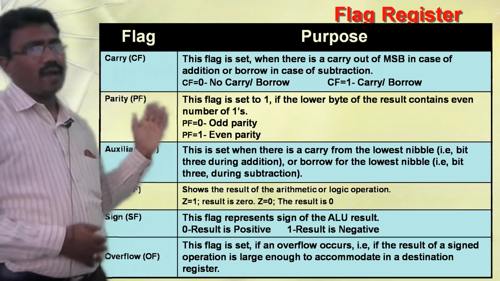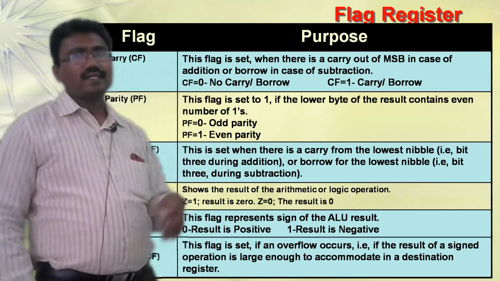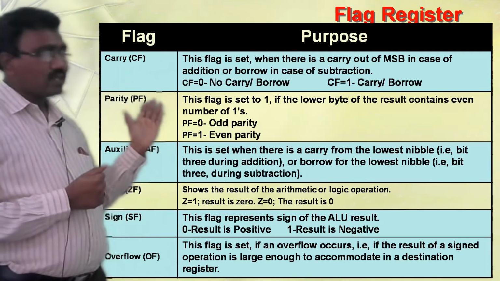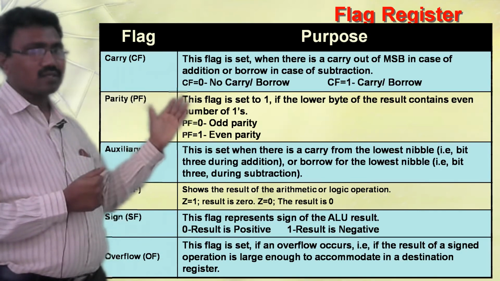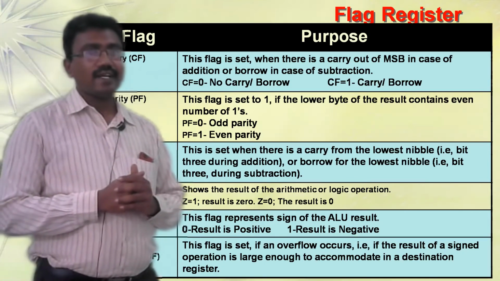Coming to the parity flag, this flag is set to 1 if the lower byte of the result contains an even number of ones, then PF is equal to 1. If the lower byte of the result contains an odd number of ones, then the parity flag is equal to 0. Basically, parity bits are used for error detection.